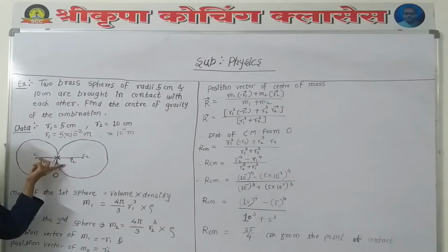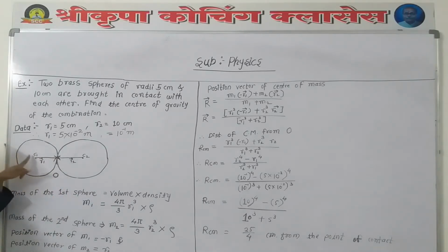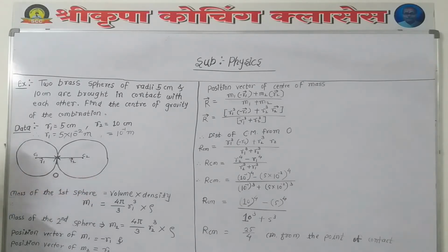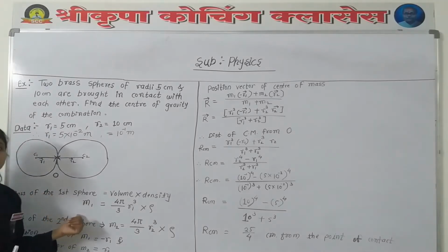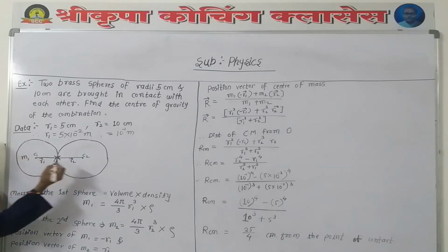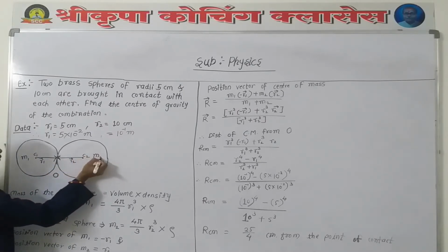Here we consider two spheres coincide at one point. That point is taken as origin O. C1 and C2 be the centers of the first and second spheres respectively, and R1 and R2 are their radii. For the center of gravity, the mass of the first sphere is considered as M1 and the mass of the second sphere is M2.